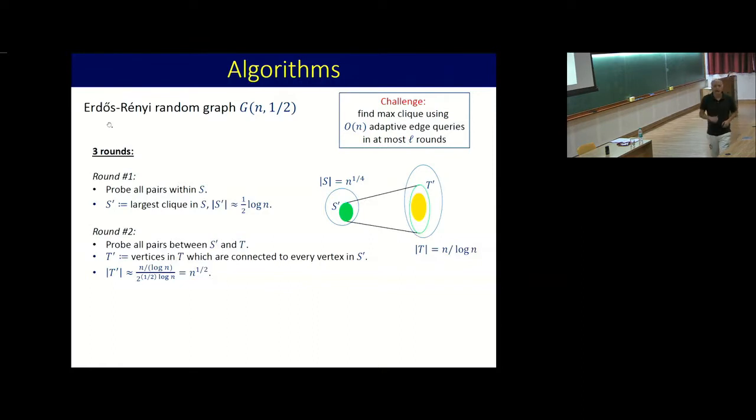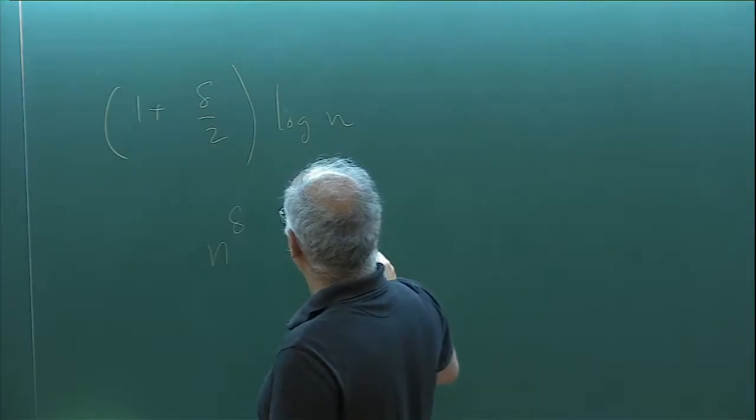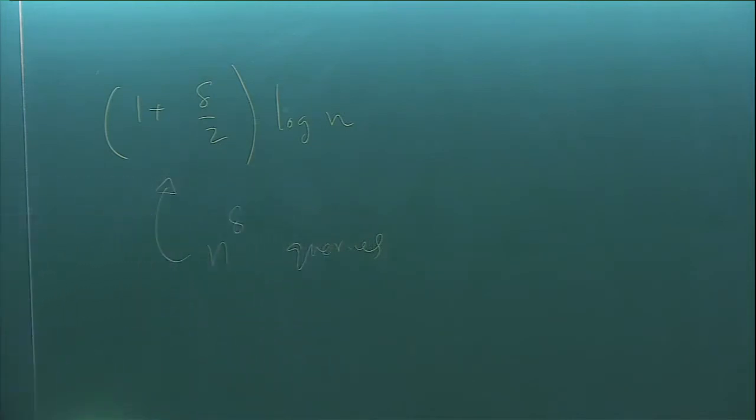Sorry? Yeah, I forget which one. I wrote it somewhere, but those depend on delta. I think the 3/2 log n becomes 1 plus delta over 2. If I remember, the 3 round becomes 1 plus. So delta equals 1 is the case sometimes. Otherwise, if you have n to the delta queries, I would have to cheat and look at how S and T prime depend on delta. I don't remember.